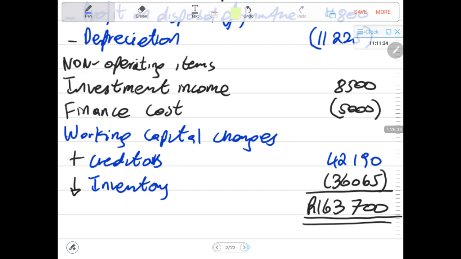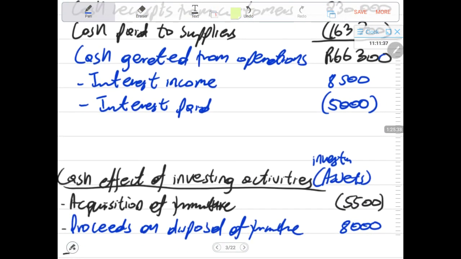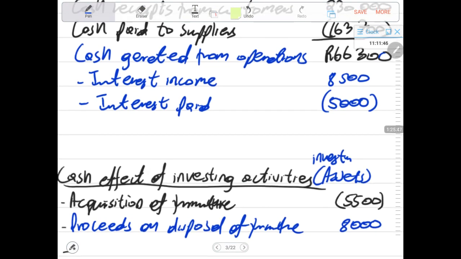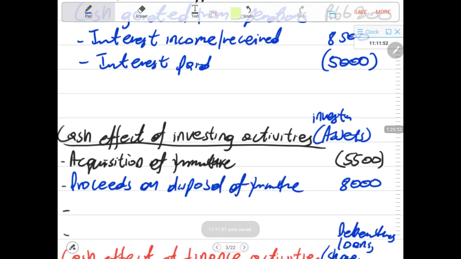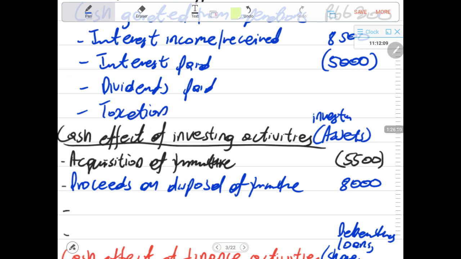Dealing with that again, we go to the next part of the cash flow. Here we record only five things: interest income, interest expense, that means interest received and interest paid. Remember, interest income is a similar record to interest received. Then after, we have dividends received and dividends paid. We have dividends paid. Then after, the fifth one is taxation paid. There's only five things: interest received and interest paid, dividends received and dividends paid, and taxation paid.